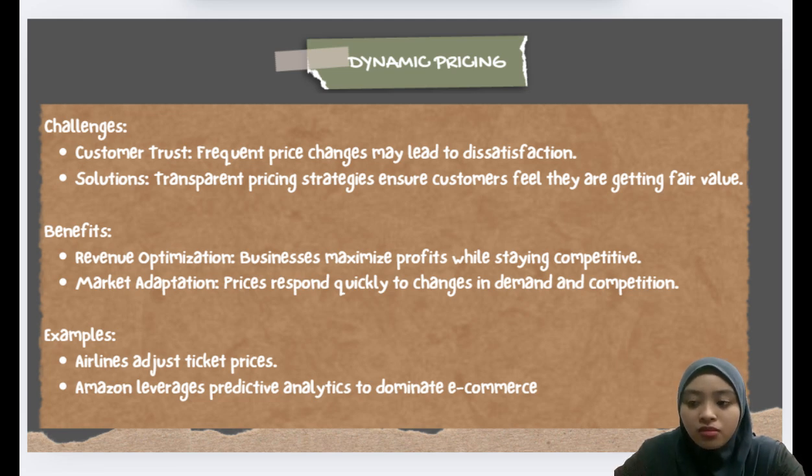The benefit of dynamic pricing is that it lets companies gain revenue optimization, whereby businesses can maximize profit while staying competitive. Also, in market adaptation, prices respond quickly to changes in demand and competition. For example, airlines adjust ticket prices, and Amazon leverages predictive analytics to dominate e-commerce.